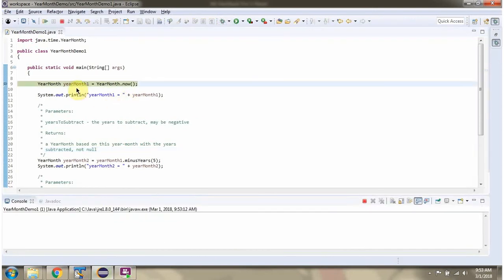Here I have created a YearMonth object. Then I am calling the minusYears method and passing 5. So 5 years will be subtracted from the year and month.